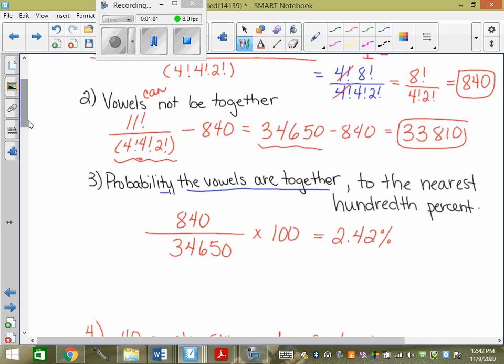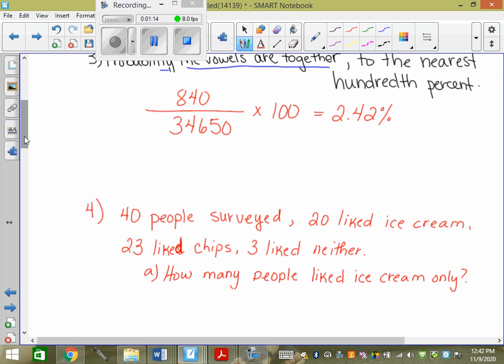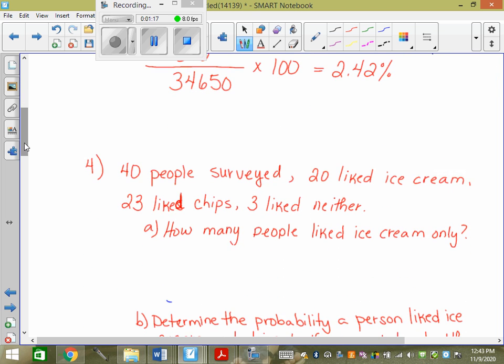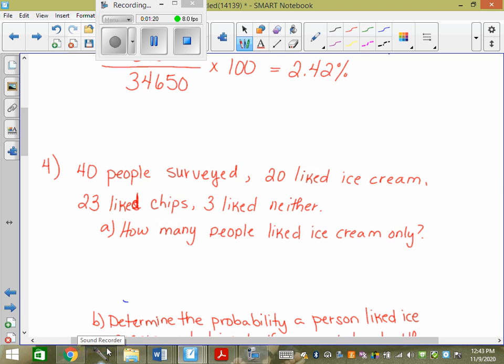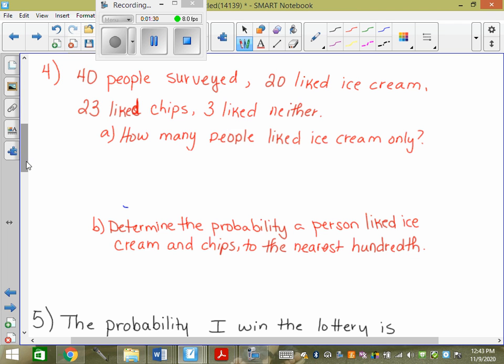Okay? So that's using chapter 1, which was probability, or it was not, firms and comms, and then chapter 3, probability of firms and comms. The next thing we're going to do is this one. We have 40 people surveyed, 20 liked ice cream, 23 liked chips, 3 liked neither. How many people liked ice cream only? That's A. And then B is determine the probability a person liked ice cream and chips to the nearest hundredth. So this is chapter 2, set theory, Venn diagrams. This is chapter 3 with set theory.